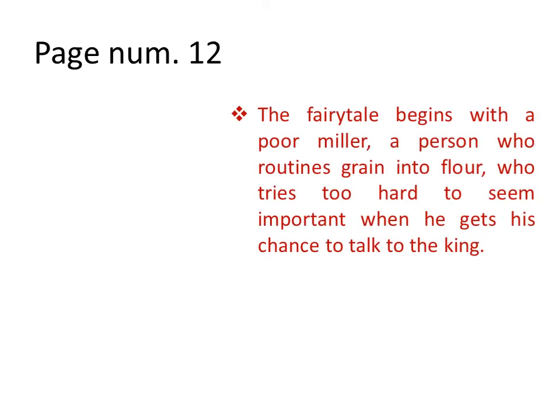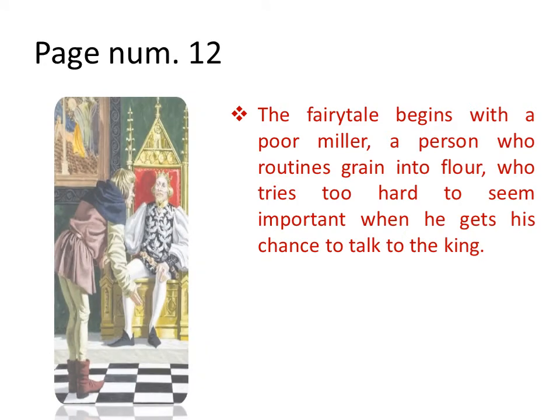The fairy tale begins with a poor miller. So, who is a miller? A miller is a person who turns grain into flour, and he tries too hard to seem important when he gets his chance to talk to the king. So he waited very patiently until he could meet the king. So at last he met the king.